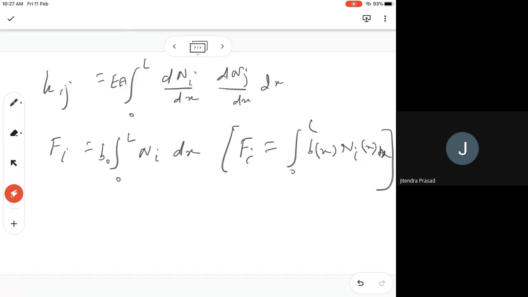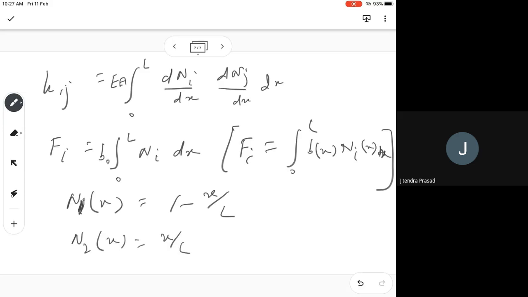Accordingly, now the calculation. This we have done already, right? Where N1 of x is, as you know, 1 minus x over L, and N2 of x is equal to x over L. If you put these values here, you will get the same value as already done; you can do it yourself. So K we got here.